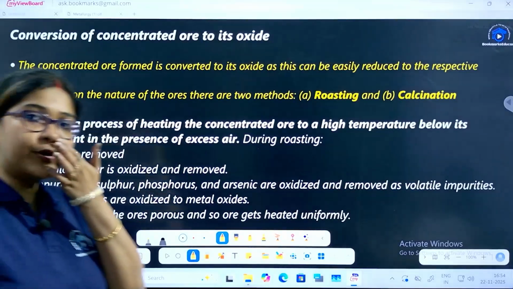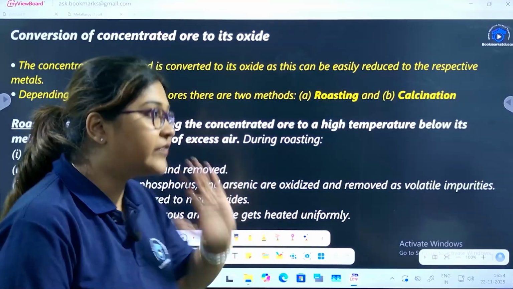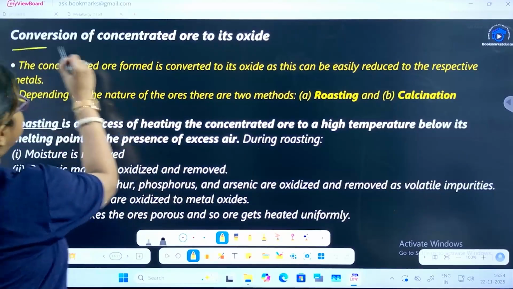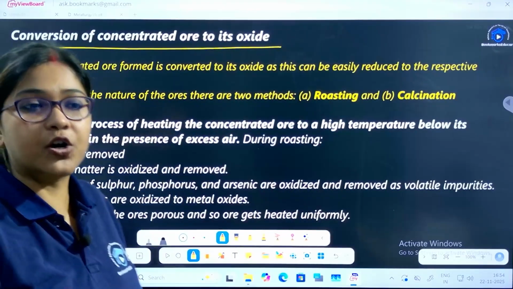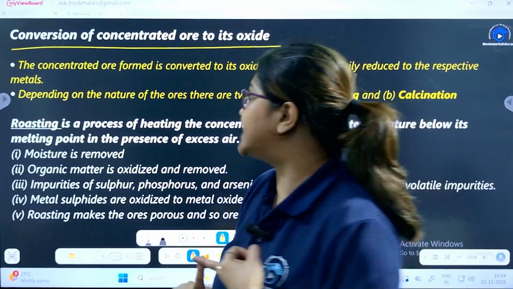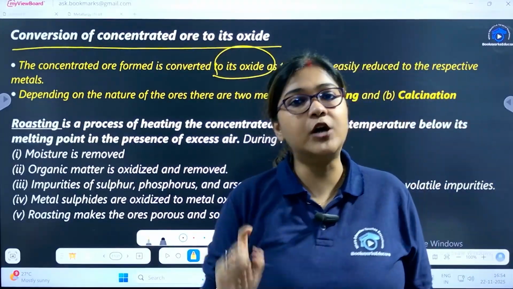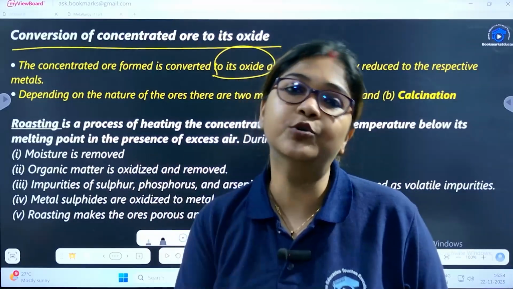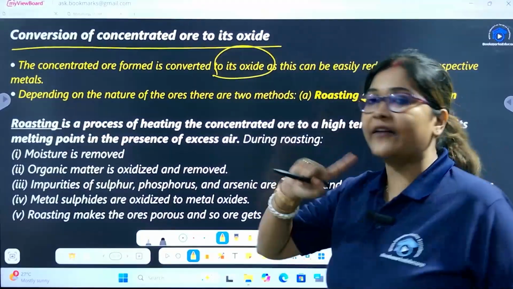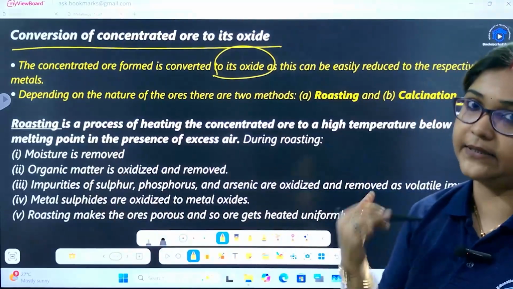Next is, after you get the concentrated ore removed from the gangue material, I will convert this concentrated ore into its respective oxide. So, conversion of the concentrated ore to its oxides. This can be done by two methods. One is roasting and the other is calcination. Okay. Why does it have to be converted to oxide? Because oxides can be easily reduced to get the respective pure metal from that particular ore. Therefore, you always try to convert the ore to its oxide in order to obtain the pure metal.